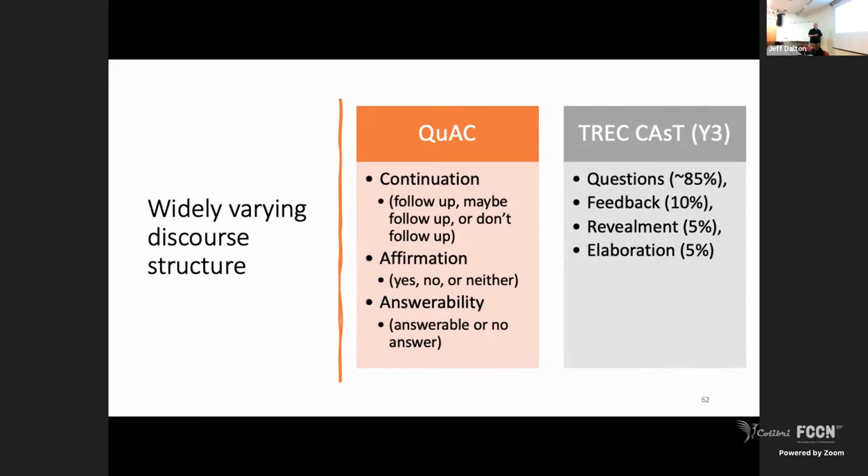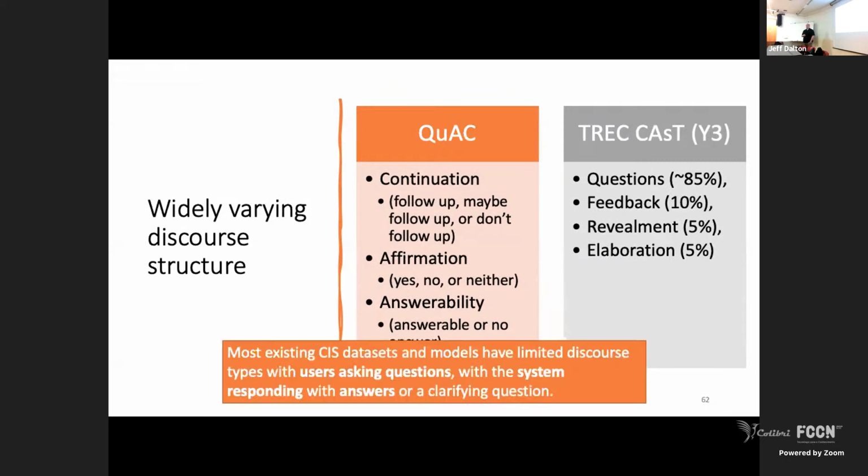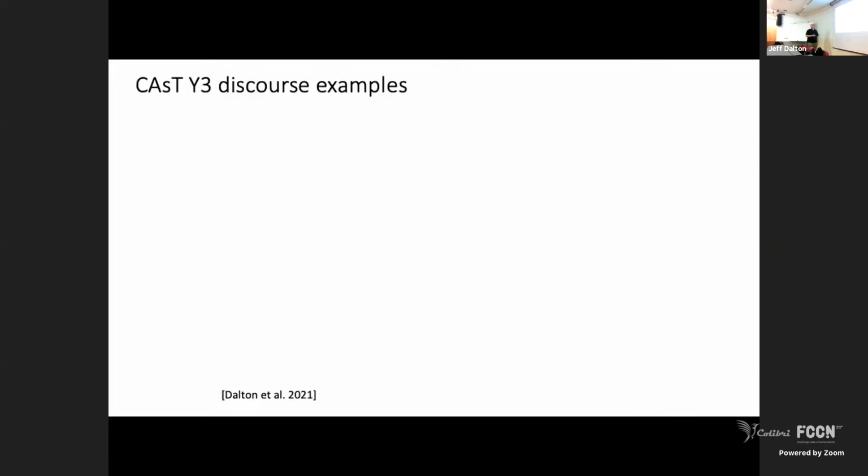If you look at Quack, it's mostly questions, different types of questions, follow-ups, affirmations, are they answerable or not? And in TrecCAsT, also very limited types of discourse. Questions, feedback, there's some elaboration, and I'll go through some examples of that in just a second. But really it should be much, much richer. Okay? We're still mostly asking questions with the system mostly responding with answers, or maybe asking a clarifying question. We need to do a lot better in terms of that. That's something that, as PhD students, I hope you will take forward and move this field beyond just that QA paradigm.